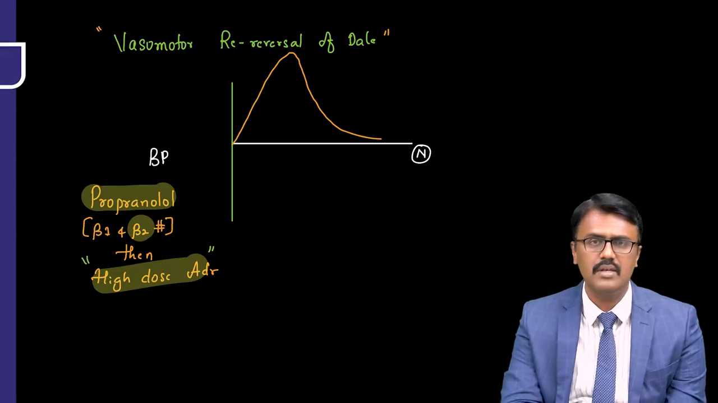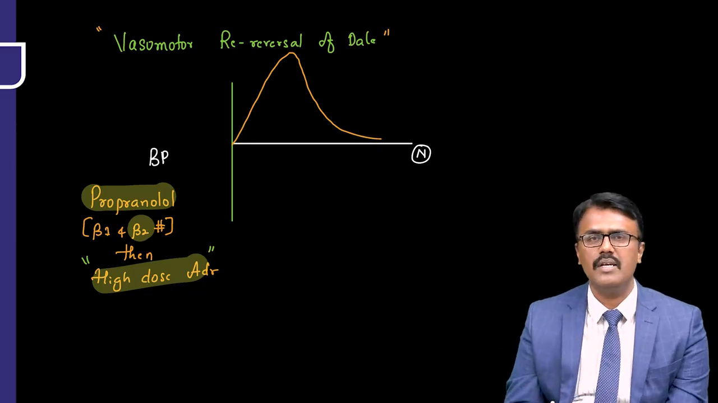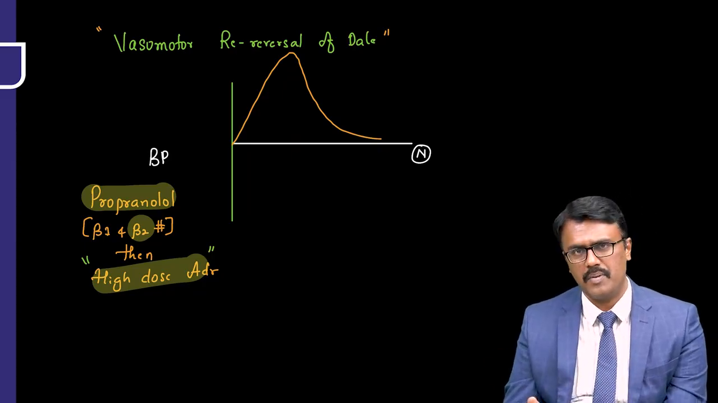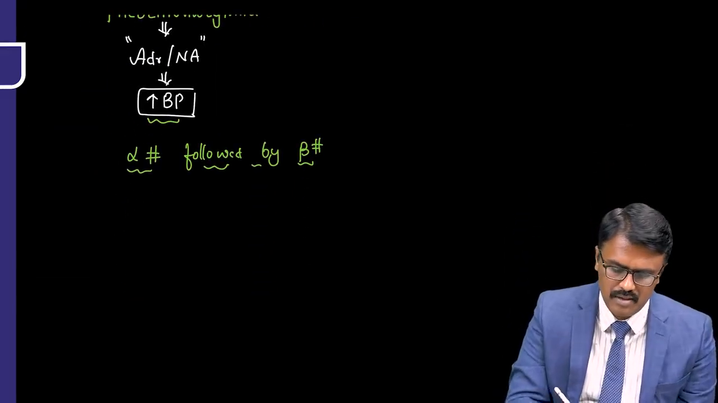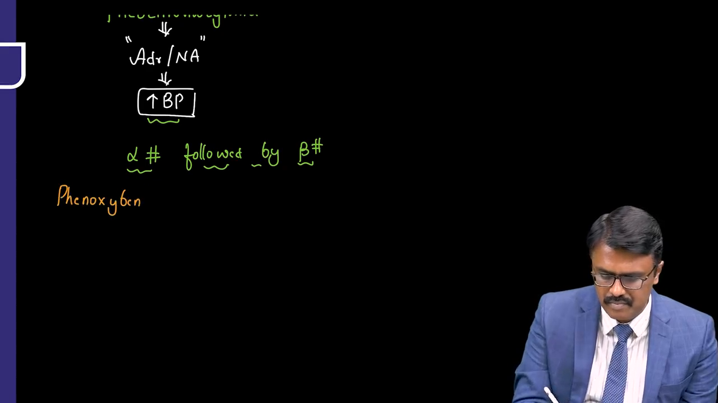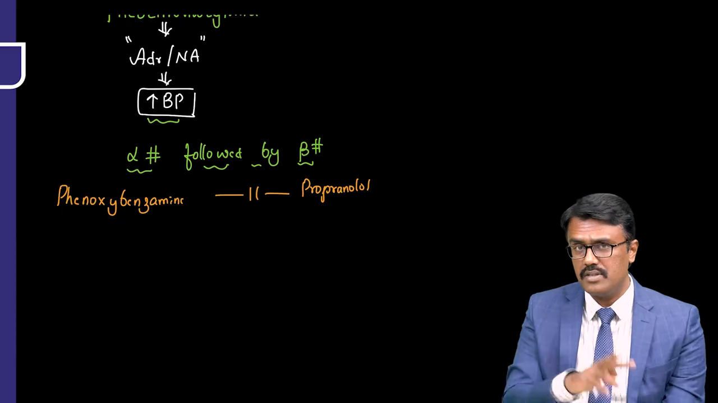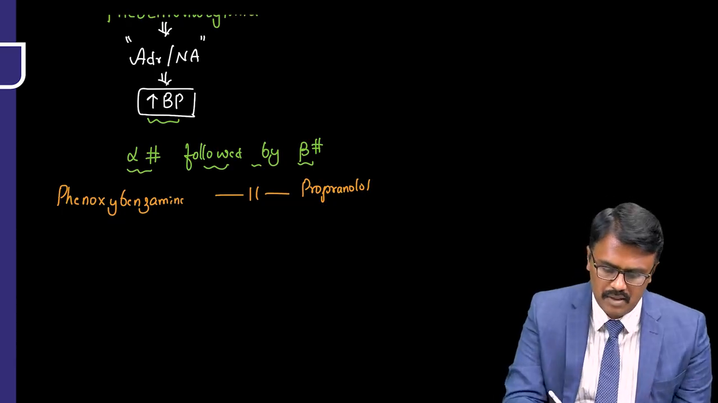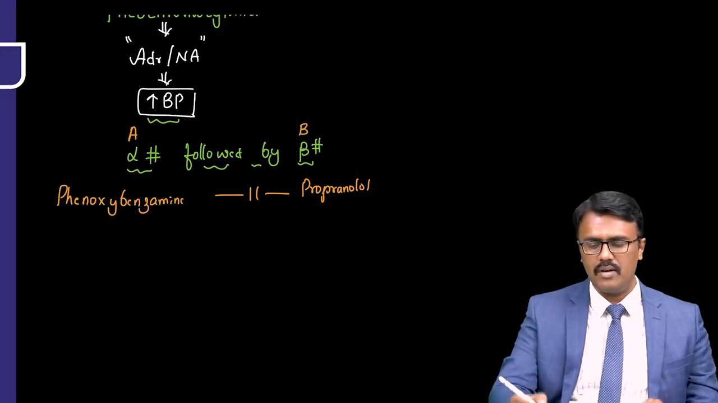So usually what we do is, we give alpha blockers for 7 days and then another 2 days we give this beta blocker, propranolol like that. So what we do is, we usually give the alpha blocker like phenoxybenzamide followed by propranolol. So this strategy has to be done, not reverse. If you get confused, remember A then comes B. So alpha blocker followed by beta blocker.